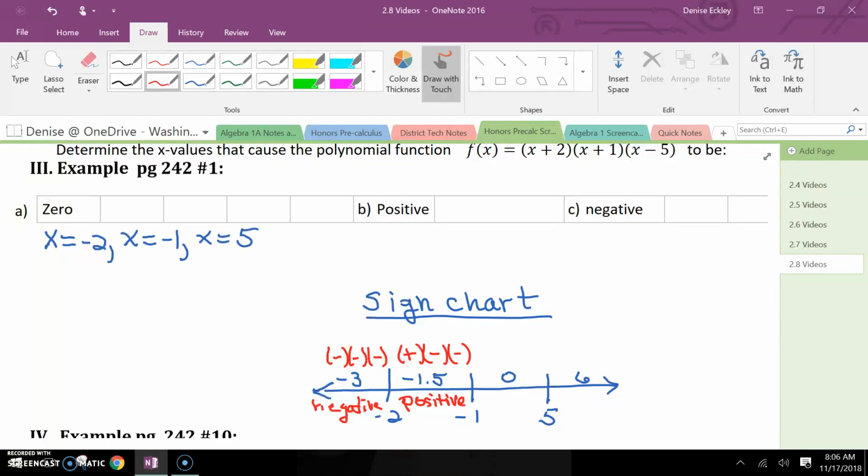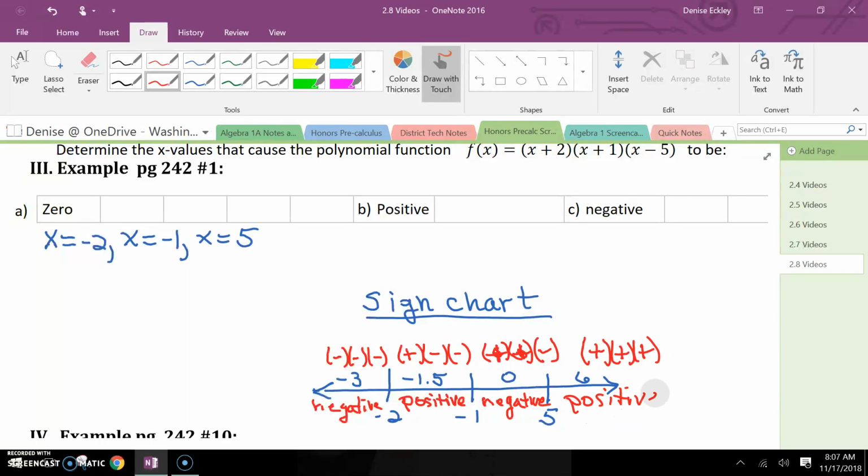And continuing on, substituting 0, I get a positive in the first parenthesis, a positive in the second parenthesis, and then a negative in the third parenthesis. So I end up with a negative section of the graph. And then for my last one, when I substitute 6 in, I'm going to get three positive numbers. So that last section of the graph will be positive.